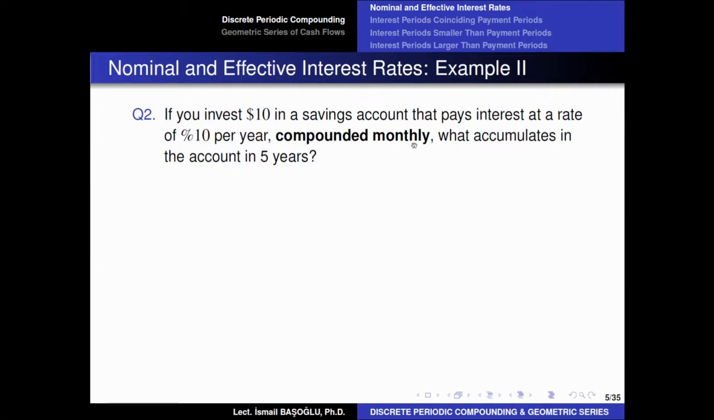Now the account that we deposit this money in is paying us a 10% annual interest. However, the compounding occurs in different periods than years. So we need to understand at this point that this 10% per year is the nominal interest rate, which is not actually realized. So it is just defining the nominal interest rate here. However, the compounding occurs on a monthly basis. So we need to determine the effective interest per month. And at the end of the question, it is asking how much money accumulates in the account at the end of the 5th year, in 5 years.